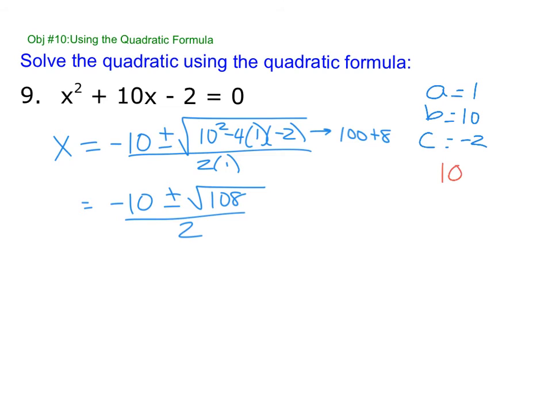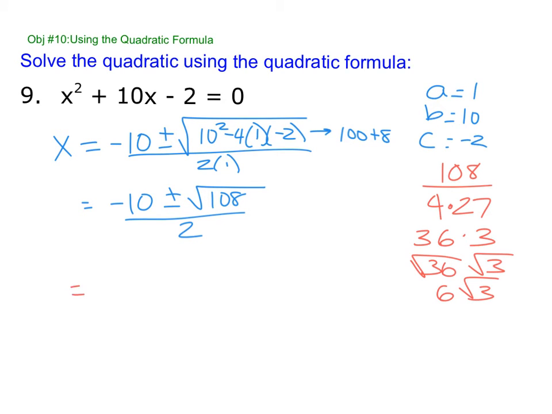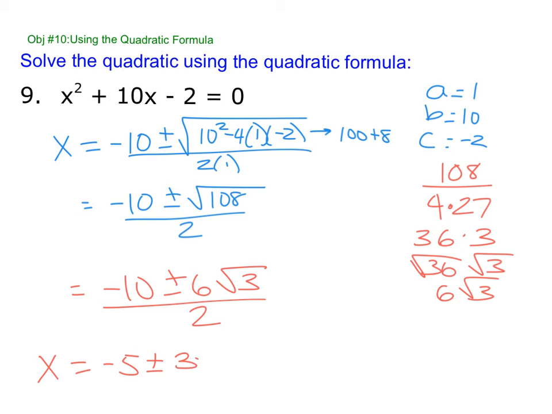Let's see. 108 is 4 times 27. Oh, bigger number then. 36 times 3. 36 and 3. So the square root of 36, the square root of 3, 6 root 3. So we get negative 10 plus or minus 6 root 3 all over 2. And now my last step, I'm going to divide by the 2. So negative 5 plus or minus 3 root 3. Remember when you're dividing a square root, these divide, you don't divide the 2 into the square root. And I'm going to leave my answer like that.